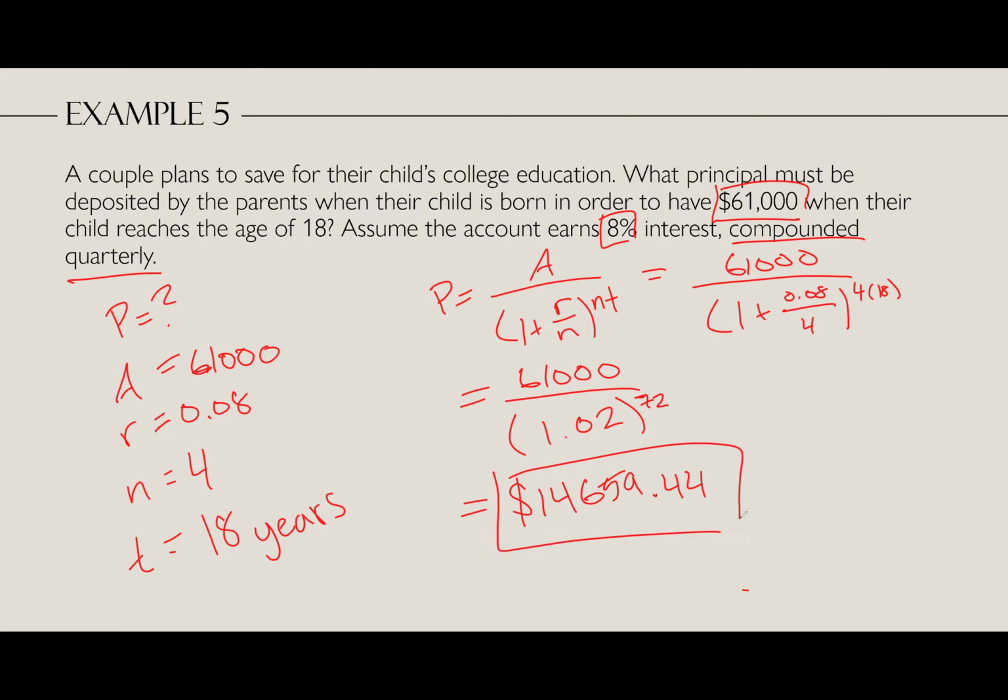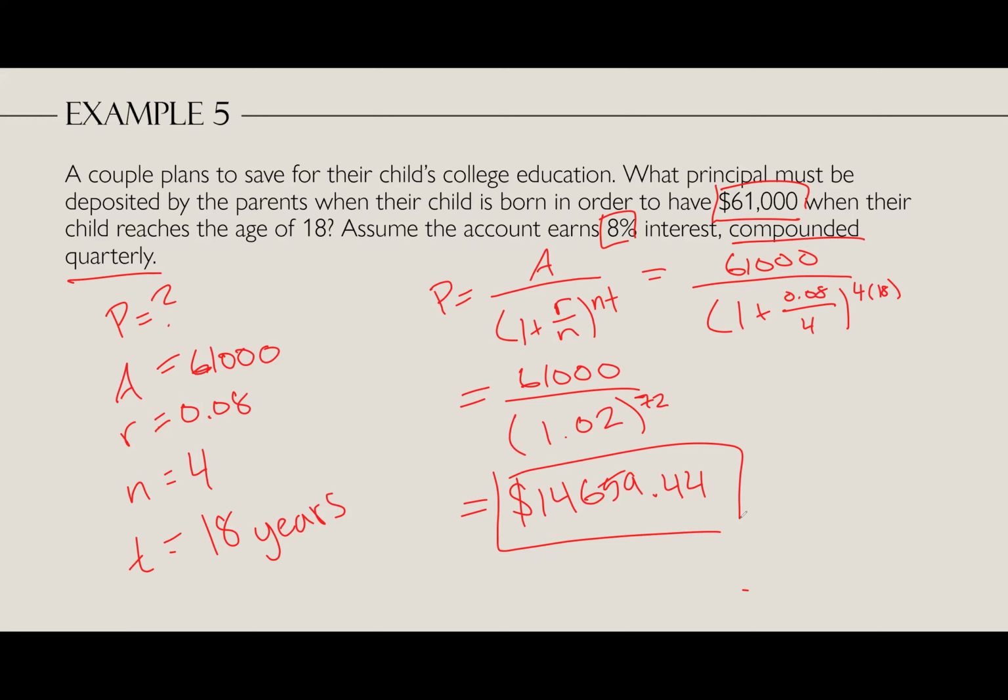So again, what does this mean? This means for this child to have a college fund of $61,000 by the time they turn 18, their parents need to invest or deposit $14,659 and some change into an account. That sounds like a lot. But again, remember, this is under the assumption that they just put the money in and then they never touch it. The interest rate stays stable and everything like that.